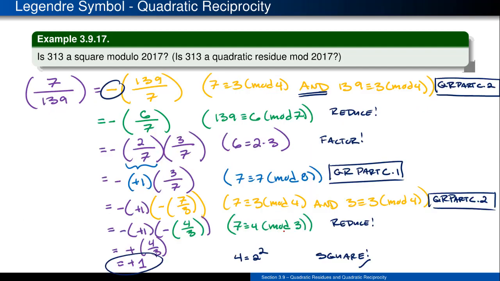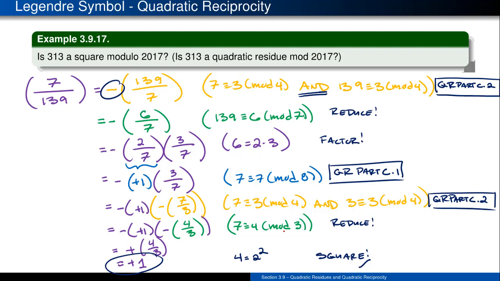We're now looking at 7 Legendre 139, and here we're in the unfortunate situation that both 7 and 139 are returning a 3 mod 4. So I'm still allowed to flip these two objects. Unfortunately, when I flip them, I'm going to bring about a negative sign, which is not great, but it's not terrible either. I just have to keep track of extra things.